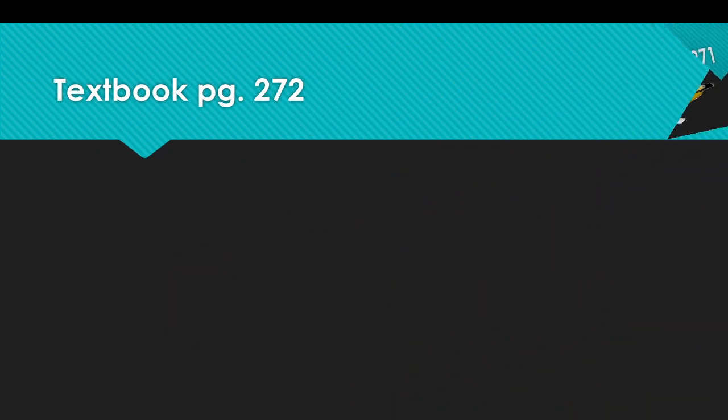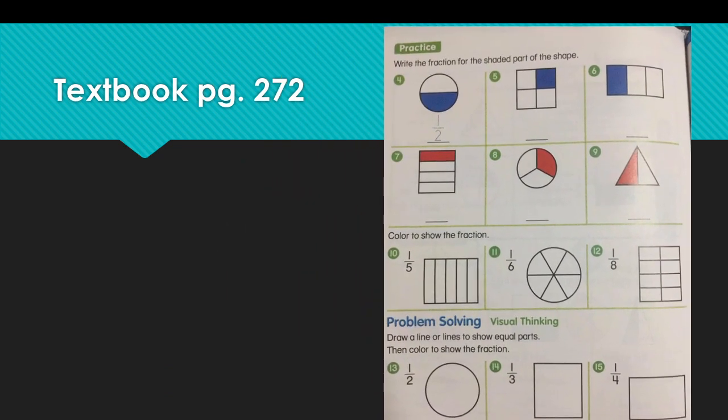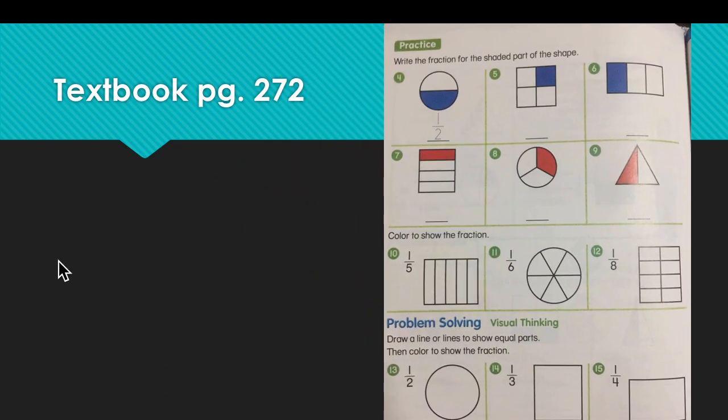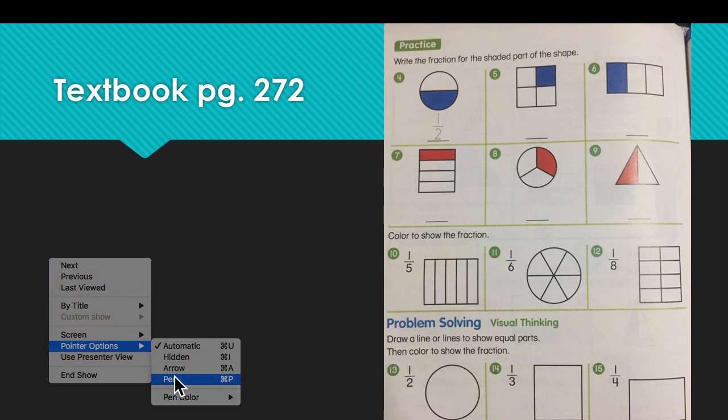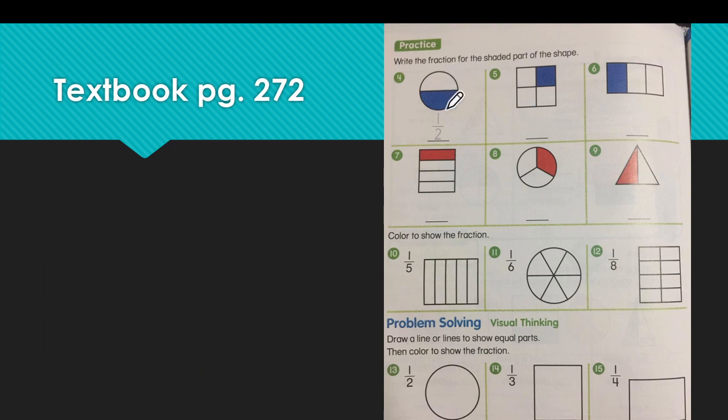Let's go to the next page, please. Page 272. What we need to do here, we need to write the fraction for the shaded part of the shape. Let's do it. First one is done for you.